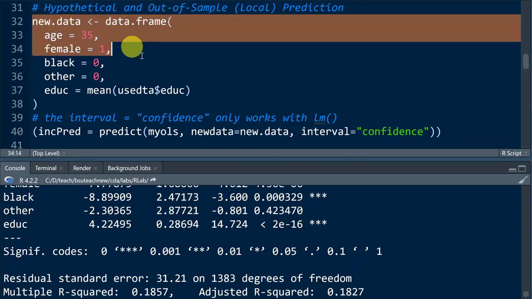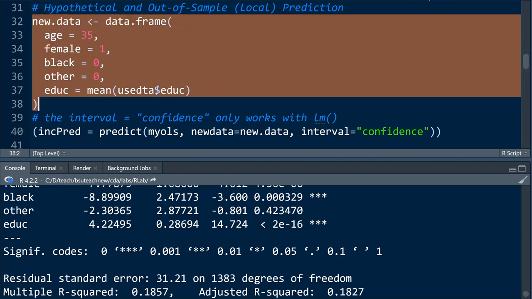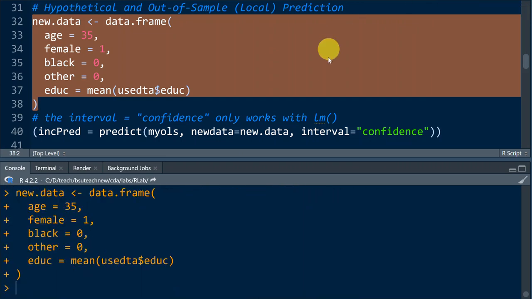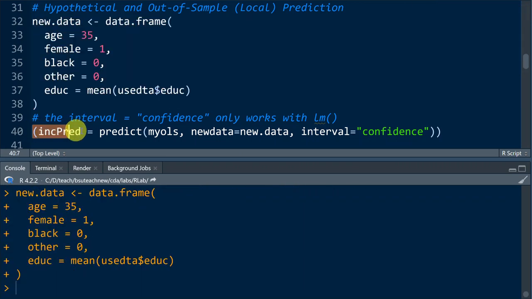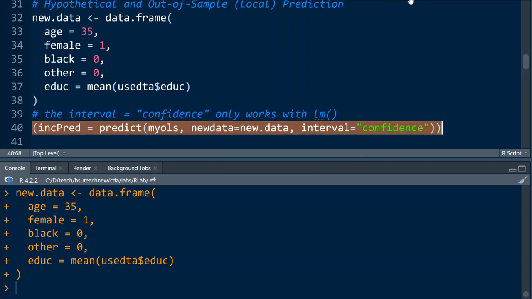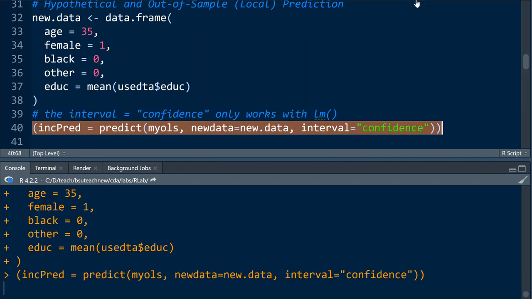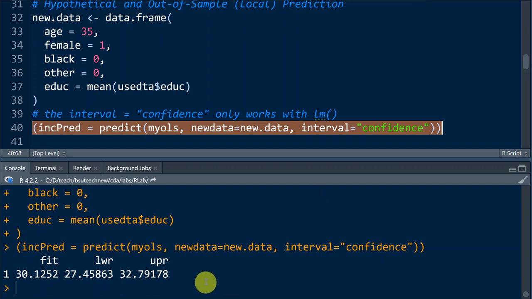So we're going to create this data frame here, this hypothetical x vector. Then we're going to feed it into this predict function, using my OLS, that is the OLS estimation result object, and we're feeding the new data we just created, and we want to know the confidence interval too. We run this, we get the results.